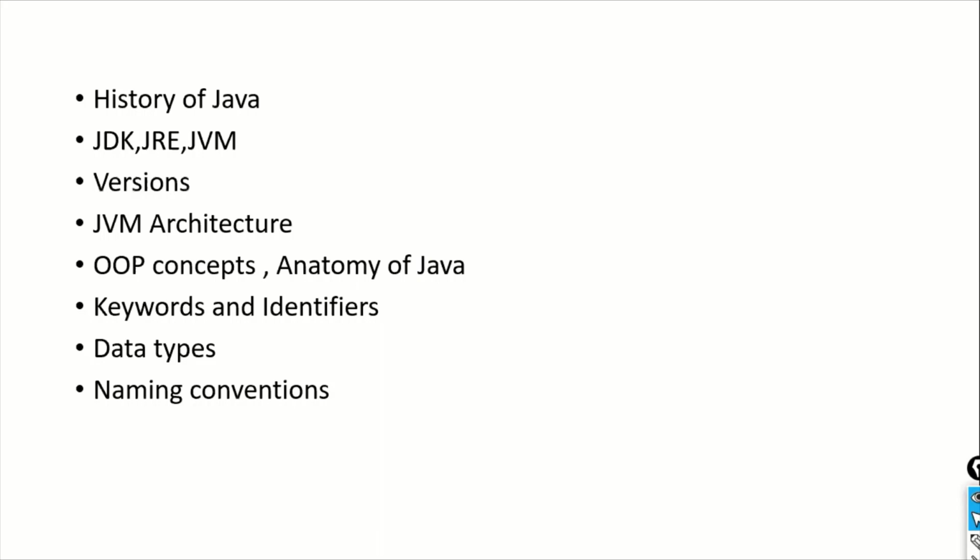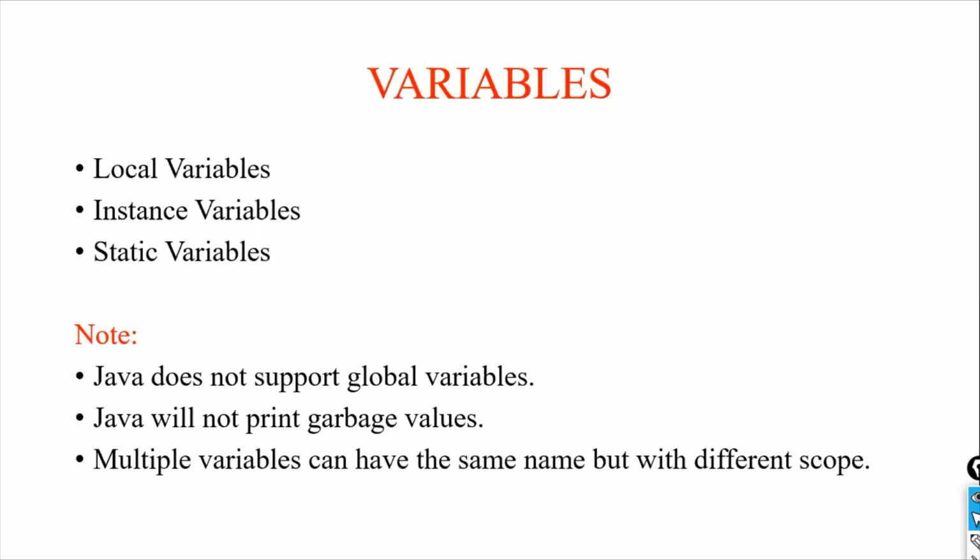So far, we have discussed the history of Java, JDK, JRE, and JVM, different versions of JDK, JVM architecture, and OOP concepts: what is polymorphism, what is encapsulation, what is inheritance, and so on. We have also discussed different kinds of keywords and the rules for defining identifiers, along with the data types supported in Java, and the naming conventions to be followed for class names, variable names, and method names. So now let's understand variables.